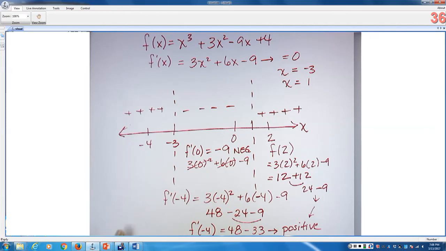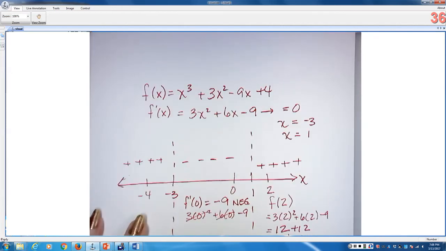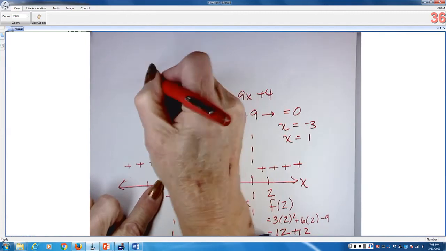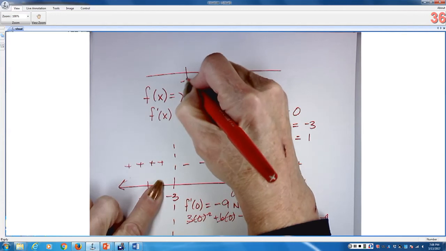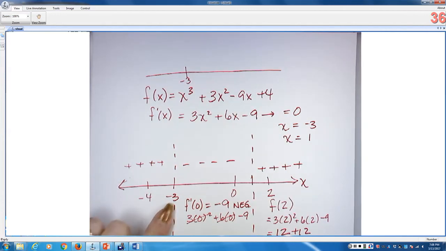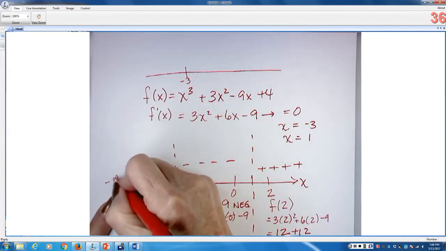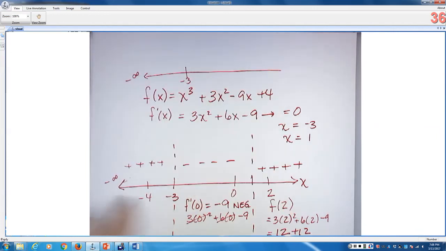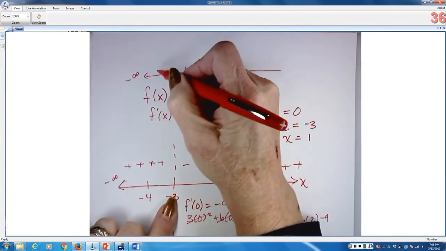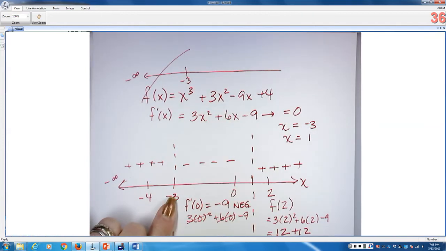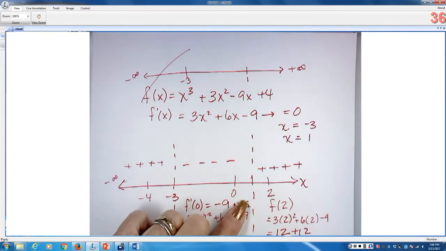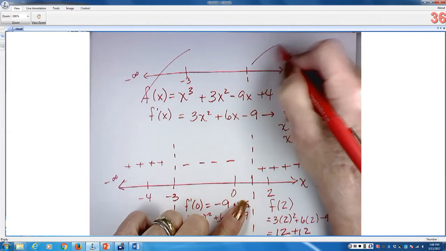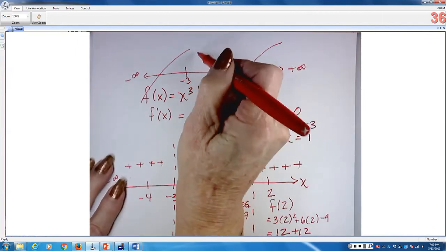So here's what I know is happening on that graph. I know that on the interval from negative infinity to -3, that graph is going up. I know that on the interval from 1 to positive infinity, it's going up. And I know that in between, it's coming down.